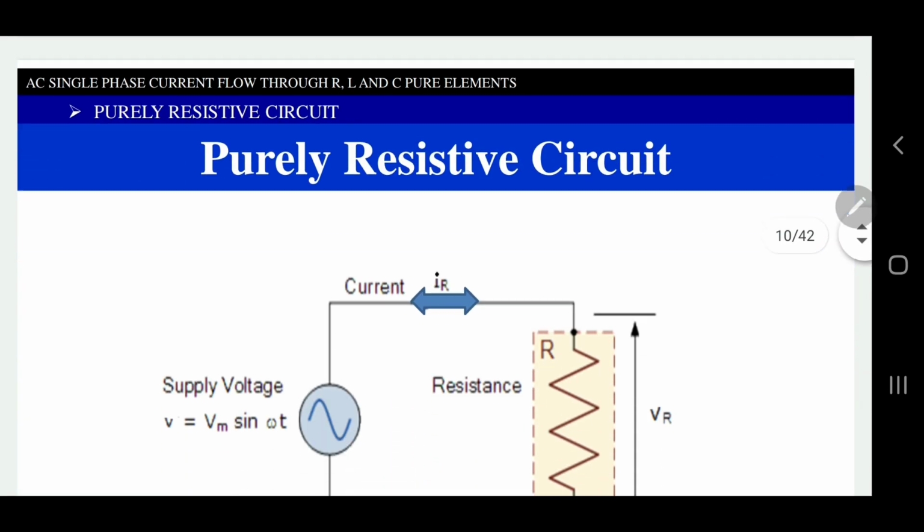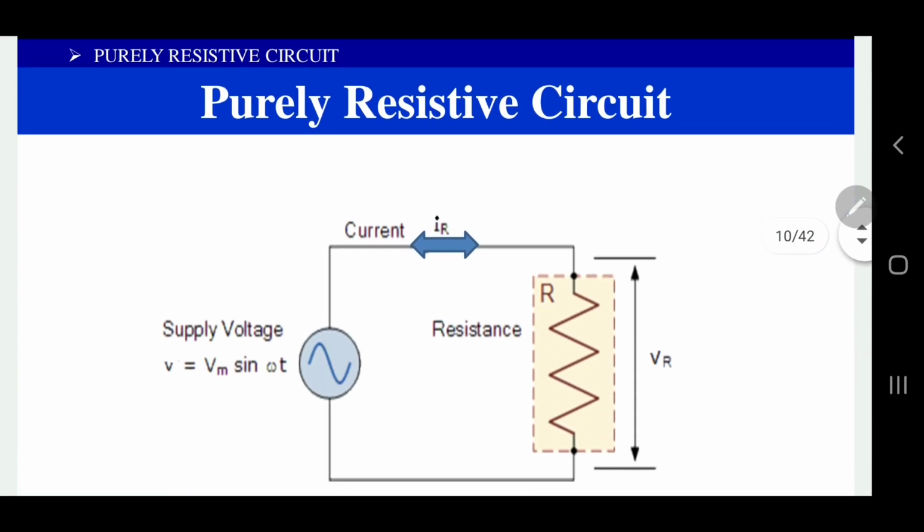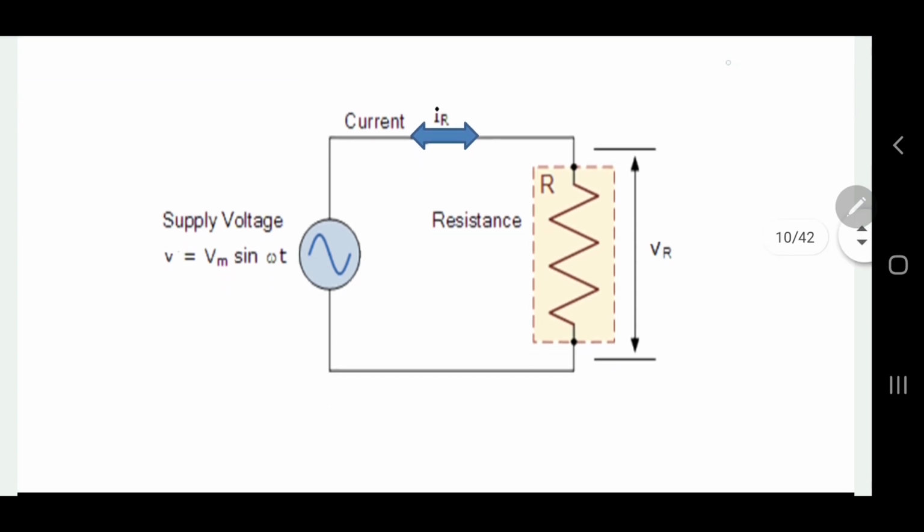Now we are directly moving into the purely resistive circuit. So, purely resistive circuit, you can see here a figure. There is a resistance and an AC sinusoidal voltage is being connected to the resistor. V is equal to Vm sin omega t. The voltage across the resistor is represented by VR and the current through the resistor is represented by IR.